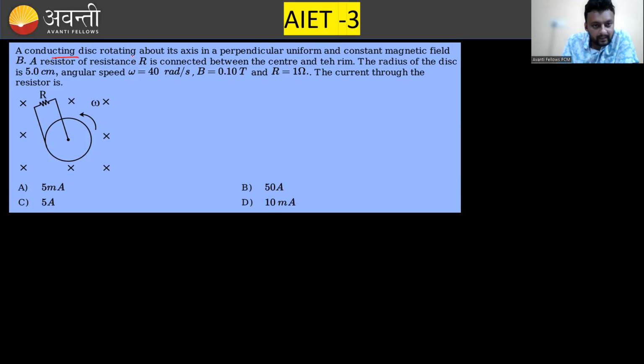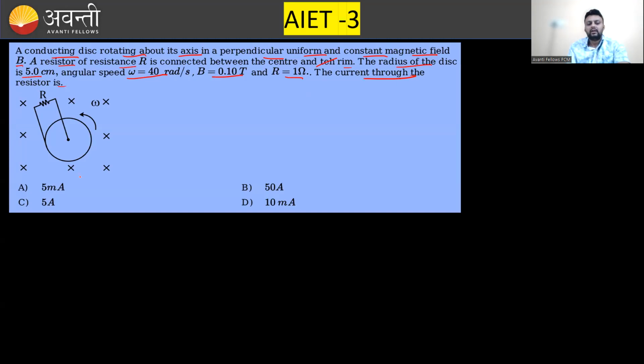A conducting disk rotating about its axis. Now look at that. There is a disk which is rotating about its axis in a perpendicular, uniform, and constant magnetic field B. A resistor of R is connected between the center and the rim. The radius of the disk is 5 centimeter. Angular speed is this one. Magnetic field is this one. R is this one. The current through the resistor.